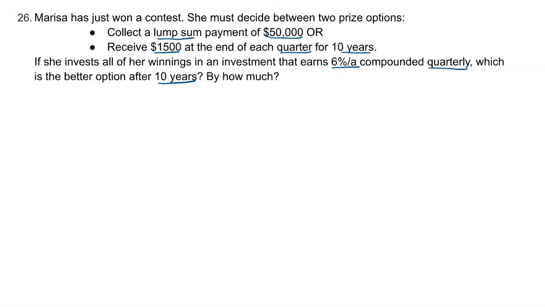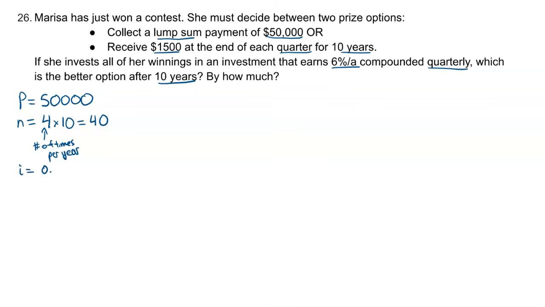So we're going to look at the first situation first, the lump sum of $50,000. And so she gets a present value of $50,000. And then she's going to invest that for 10 years quarterly. That means 4 times per year. We always take the number of times per year, and then we multiply that by the number of years. So 4 times 10, so the number of compounding periods is going to be 40. So she's going to get interest paid out 40 times on this $50,000 investment.